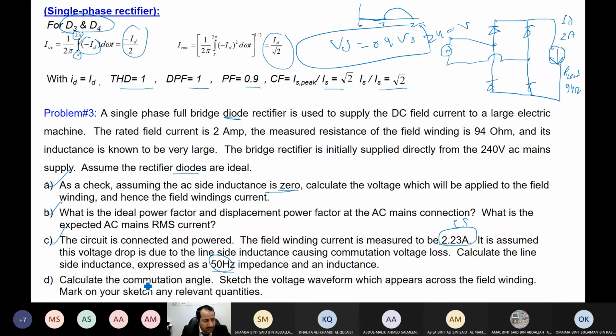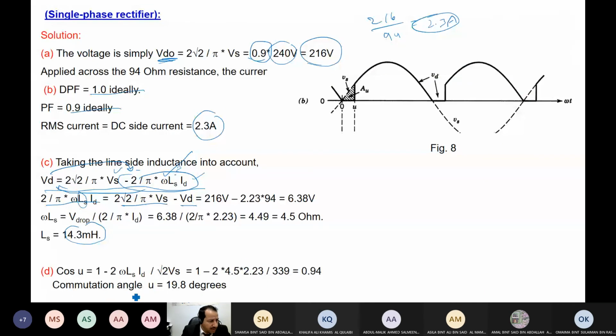Next is calculate the commutation angle, U. We have the formula, cosine U equal 1 minus 2 omega LS ID over square root 2 VS. Also sketch the voltage waveform. Have a look. We have this already calculated here. We just need to substitute. We got cosine U, then cosine inverse gives me the angle.